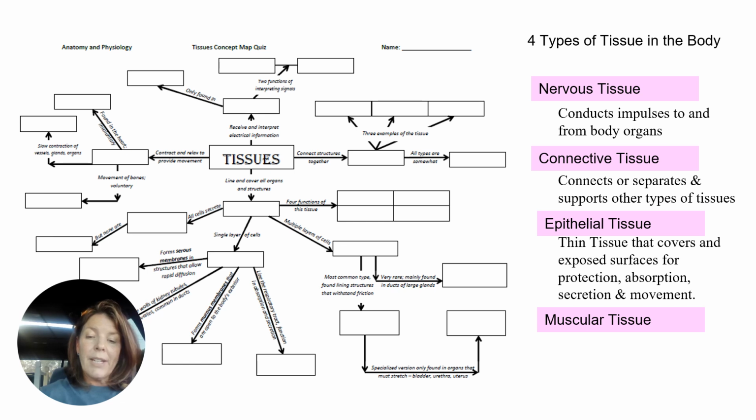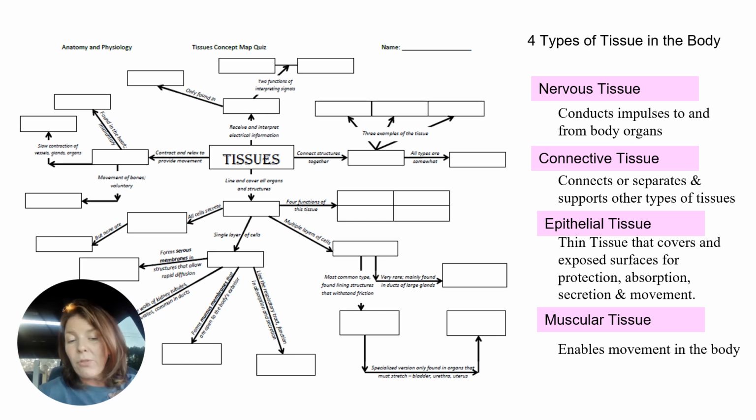Epithelial tissue is a thinner tissue that covers exposed surfaces. Epithelial tissue's job really is to provide some protection or allow some things to pass across the tissue through absorption or secretion. And that allows for some movement across the membranes of cells and tissues within the body. Finally, we have muscular tissue. Muscular tissue does what we may be already most familiar with. It allows for movement by the contraction of that tissue.